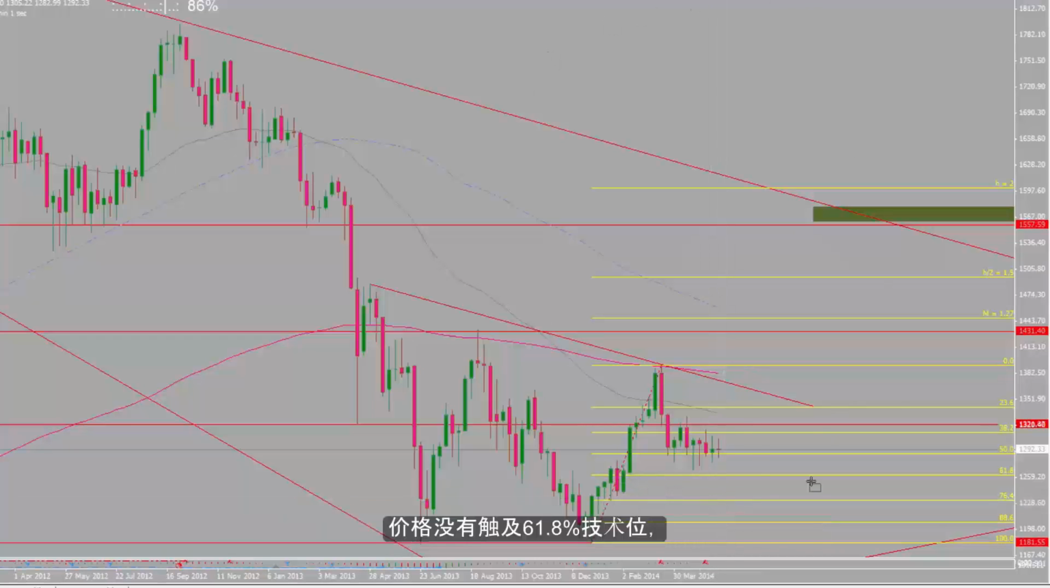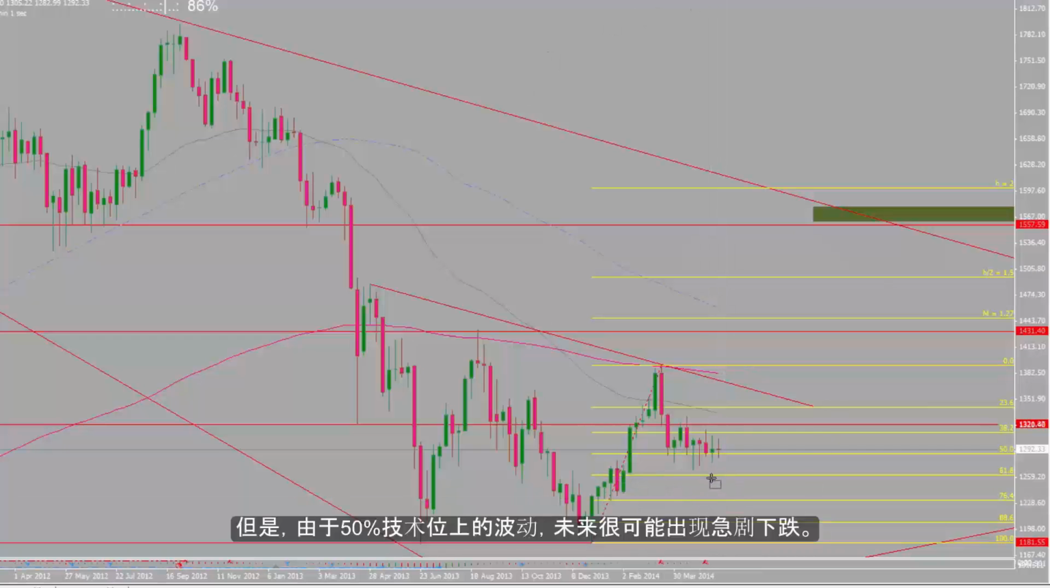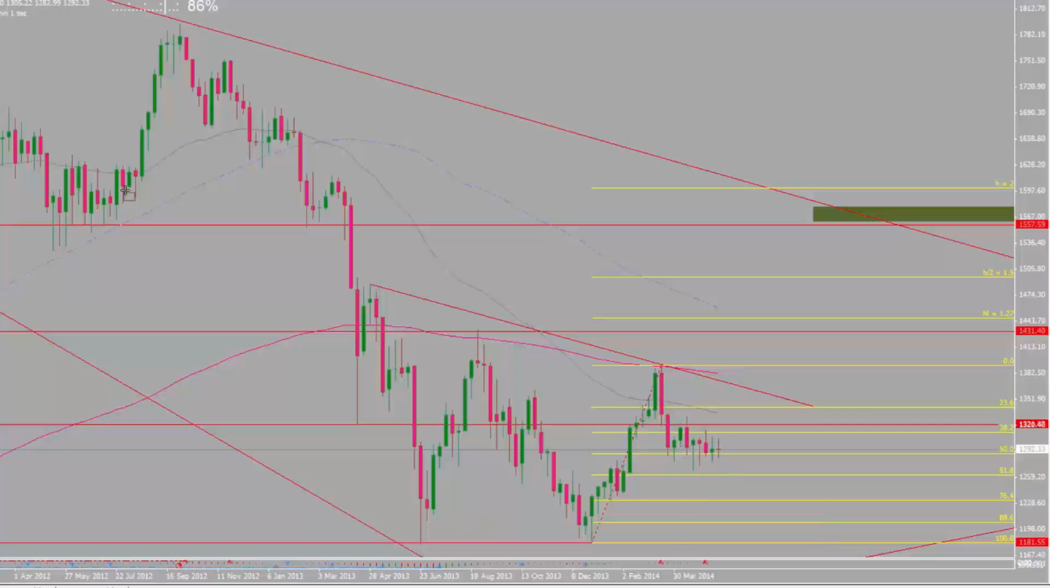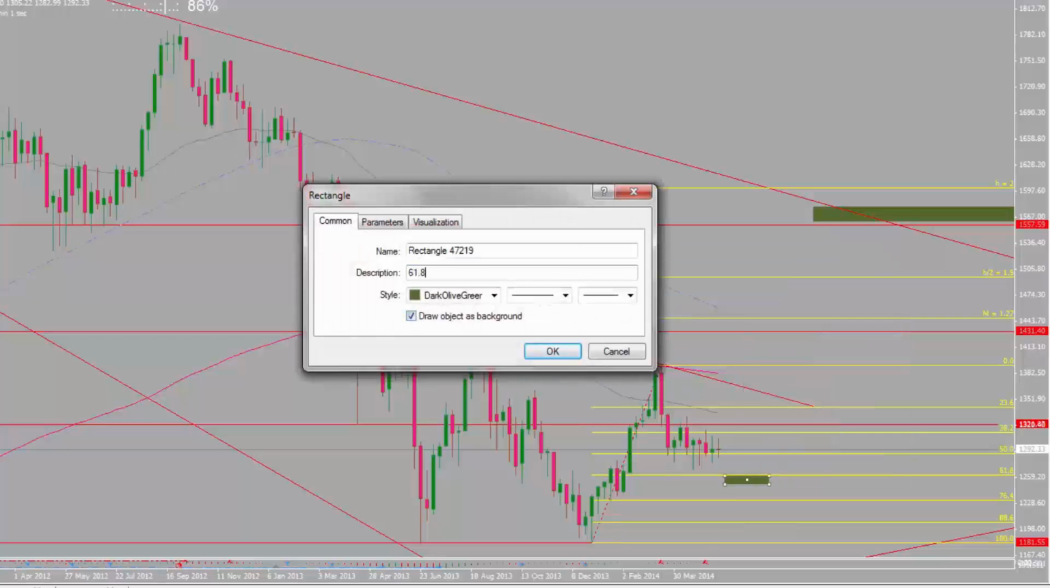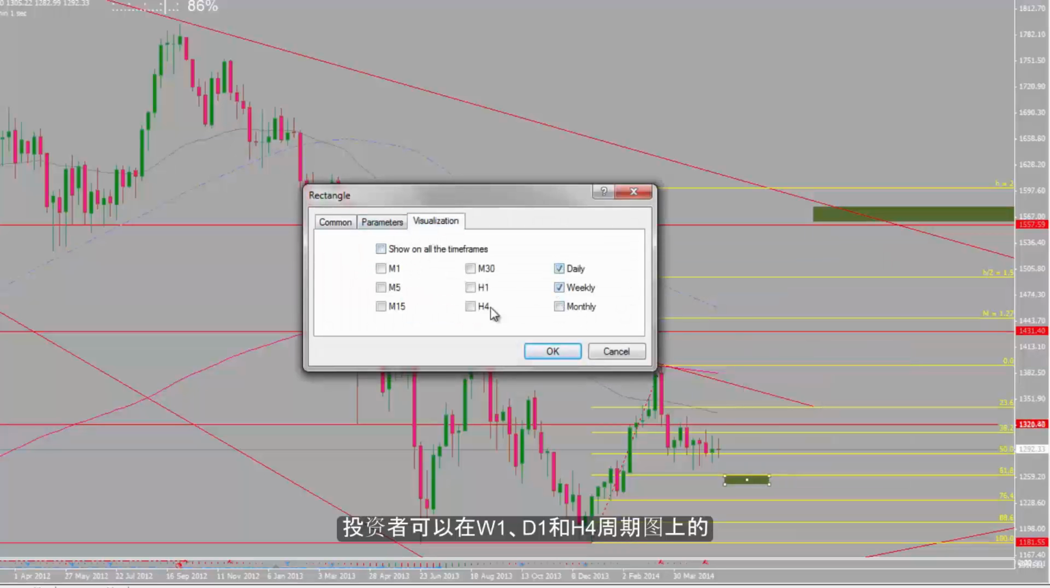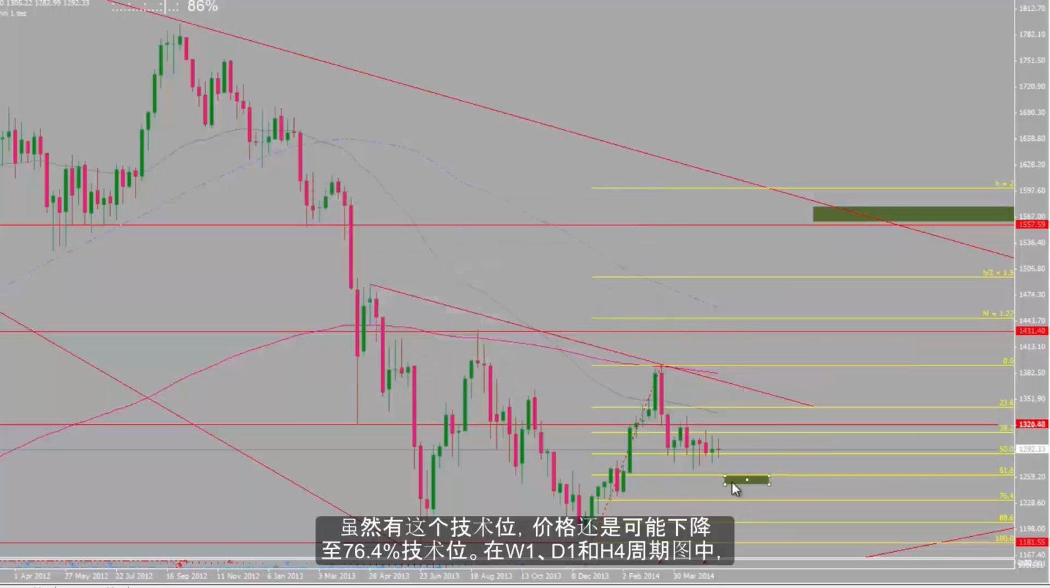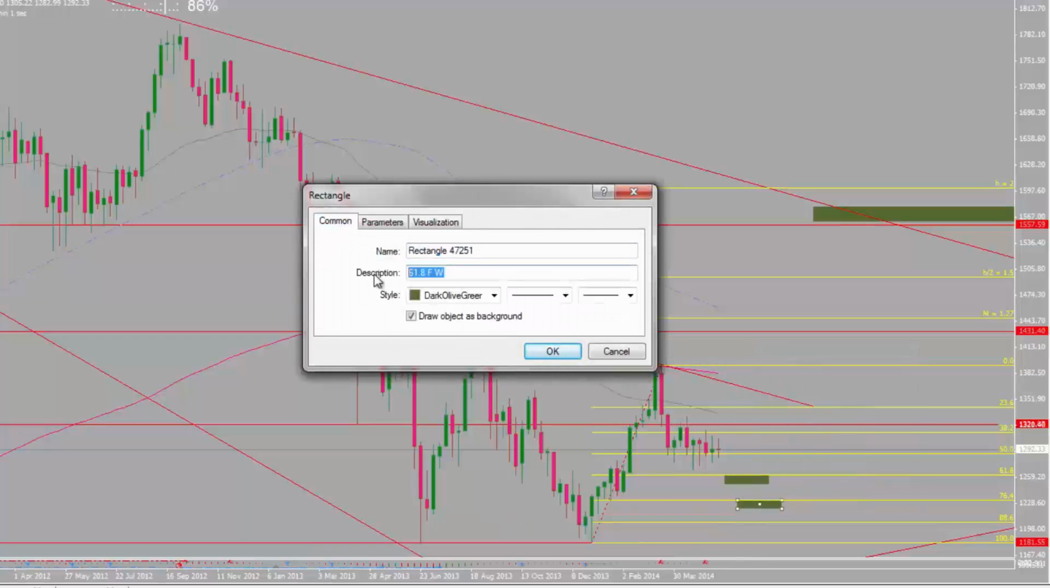Price did not touch the level 61.8%. However, another sharp decline would be probable due to the fluctuations on level 50%. A trader can place a box under level 61.8% with the description 61.8 FW available on W1, D1 and H4 timeframes. Despite of this level, it is more probable that the price would fall to level 76.4%.